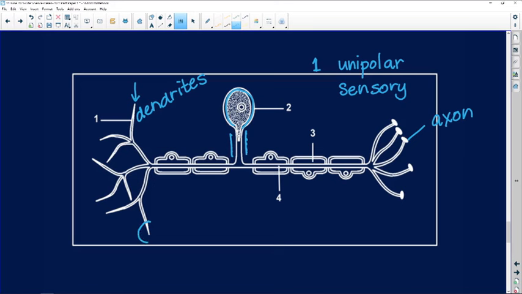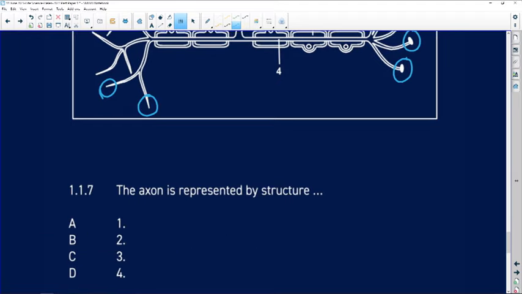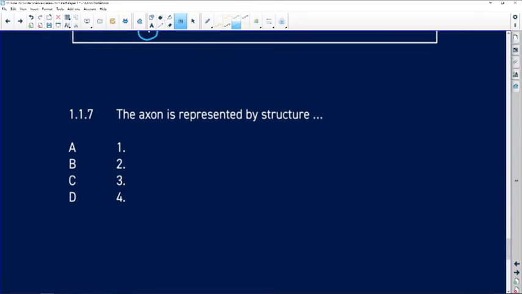And how do we tell the difference? Your dendrites tend to be pointy. Our axon terminals have little buttons on the end. All right, so now we've orientated ourselves. We know everything there is to know about this diagram. Let's look at the first question.